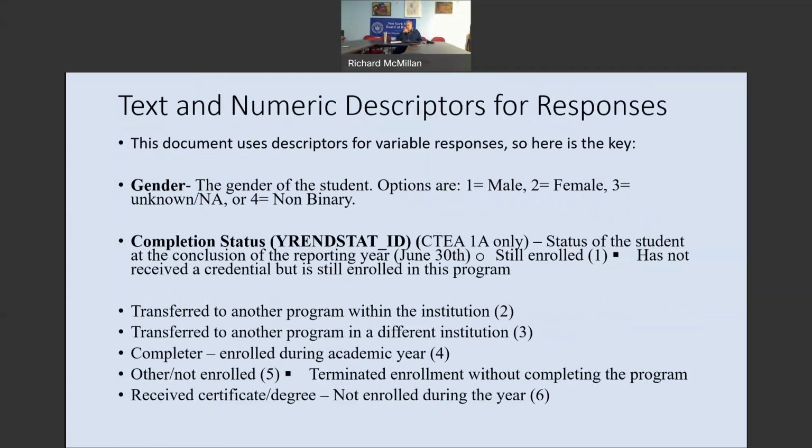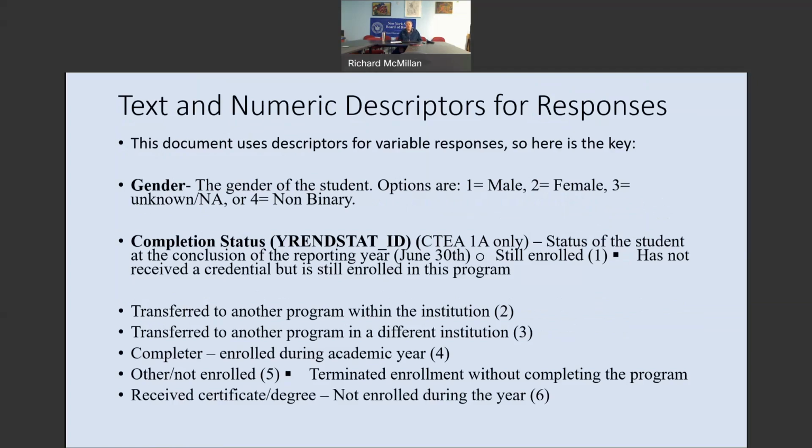Text and numeric descriptors for responses. This document uses descriptors for various responses, so here is the key to those descriptors. Gender, the gender of the student. Options are 1 equals male, 2 equals female, 3 equals unknown or not available, 4 equals non-binary.